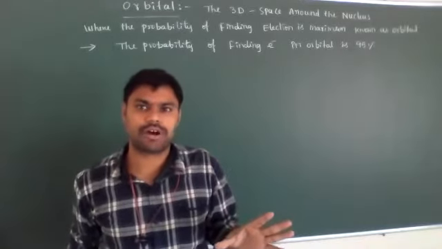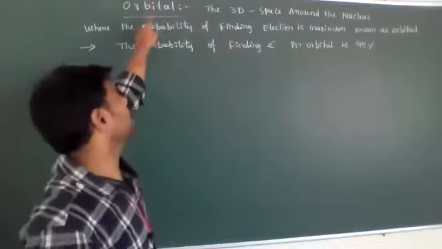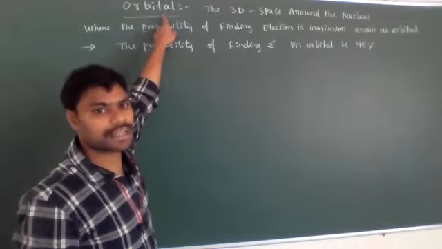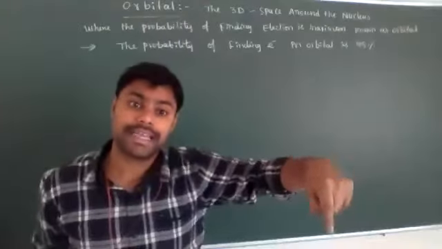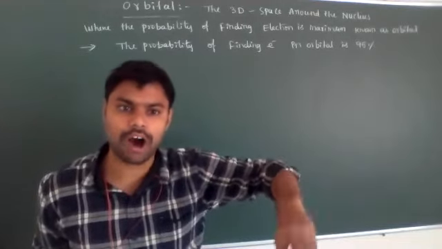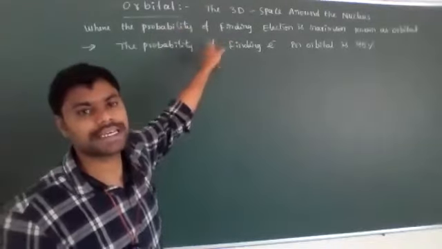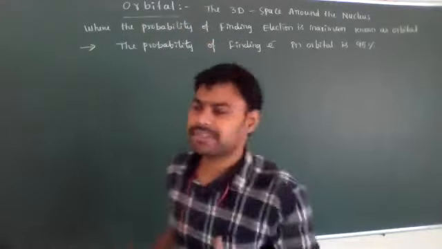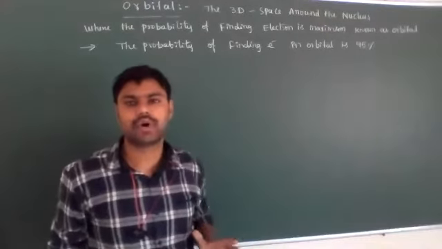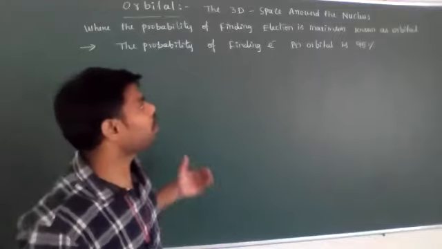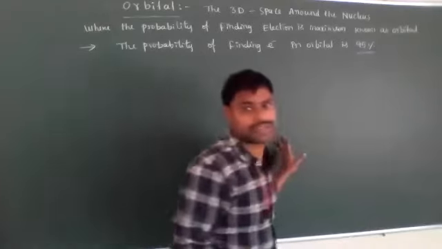So orbital means the probability of finding an electron is maximum. So mostly the electrons are present in orbitals. The orbitals are present in subshells, and the subshells are present in a main shell. That main shell is also called orbit. Orbit is nothing but shell. So the three-dimensional space around the nucleus where the probability of finding an electron is maximum is known as orbital. How much probability of finding an electron is present in an orbital? 95%. This figure also we need to remember.